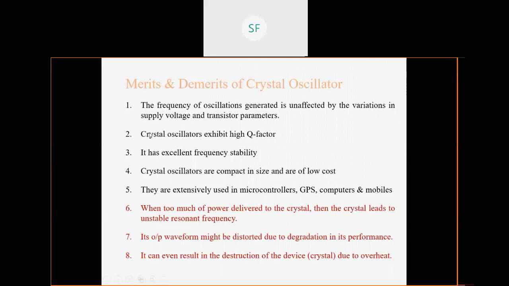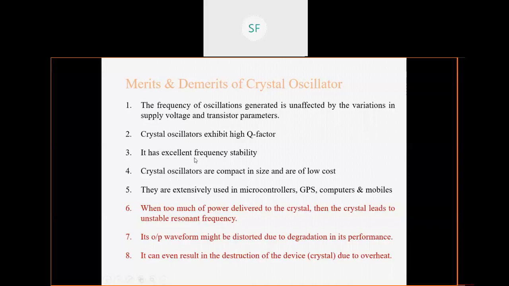Then second, crystal oscillators exhibit a high Q factor. Now Q factor is nothing but the quality factor. Q stands for quality factor. From the name itself you can imagine that this quality factor should always be high for any circuit or component. A high quality factor ensures the high quality of your component or device. So the second advantage is that crystal oscillators exhibit a high quality factor. Obviously, all these advantages are over RC oscillators and LC oscillators, always remember.